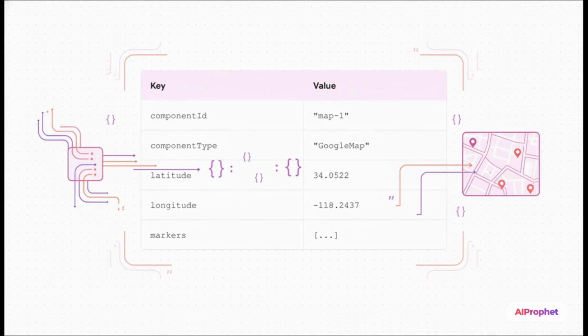And this is what that blueprint actually looks like. It's just simple, totally readable JSON. It says, hey, I need a component of type Google Map. And here's the data it needs, like the coordinates and a list of markers. There's no complicated logic here, no styling, just the raw, declarative data. It's safe, and it's incredibly easy for an LLM to generate.